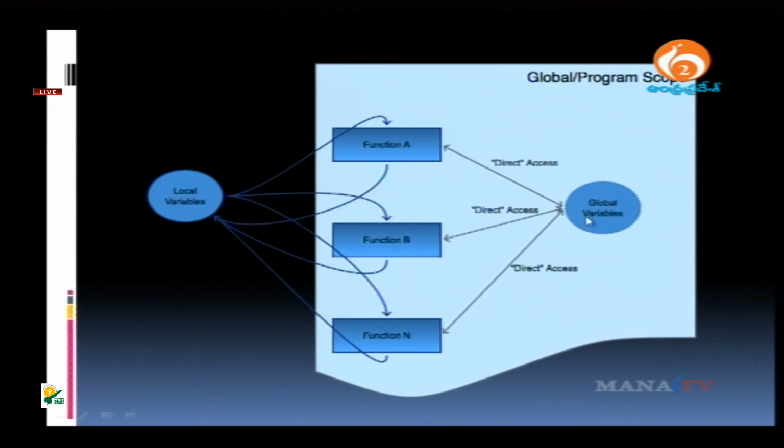See here, this global variable can be directly accessed by function A. This global variable can be directly accessed by function B. This global variable can be directly accessed by functions up to n. N functions can access this global variable. Among these functions, some may be unauthorized, with no business dealings. If you write the same global variable name by mistake, this data can be accessed. Whereas the local variable is only available in that particular function, and other functions cannot access it directly.